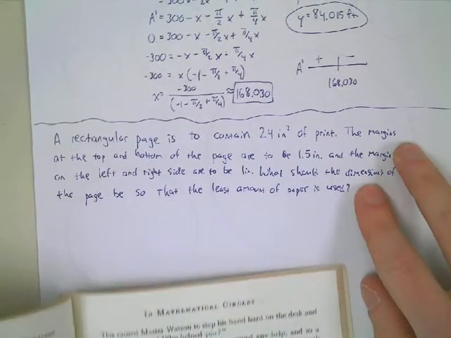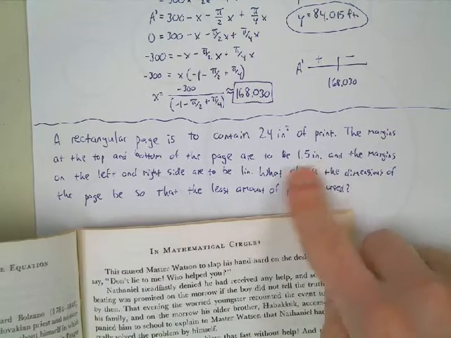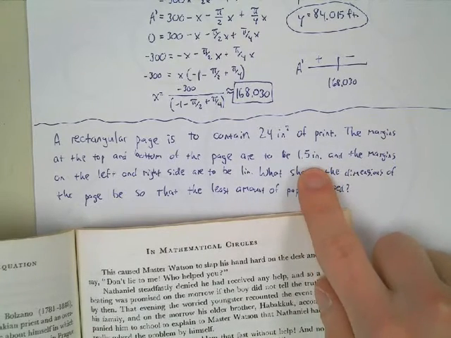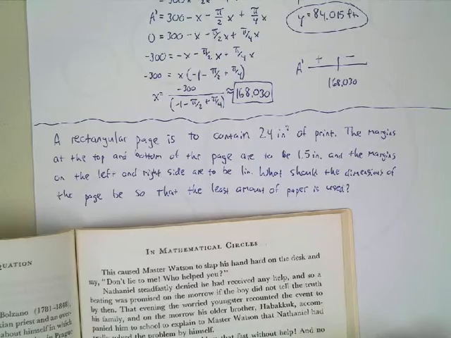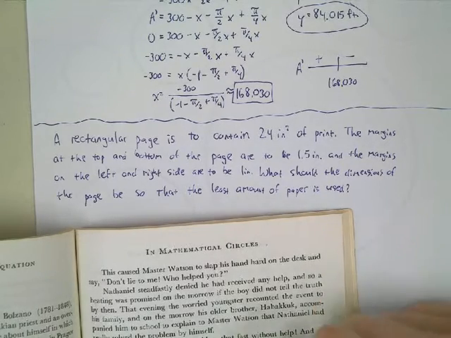We have these certain particular margins, 1.5 inch from the top and the bottom, but then only 1 inch from the left and the right. What should the dimensions of the page be so that the least amount of paper is used? Now you can imagine that would be a useful question, right?